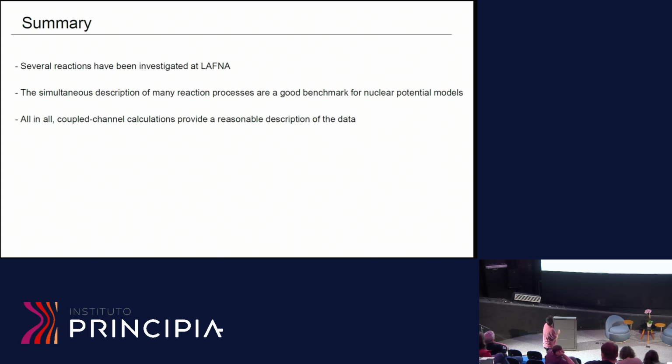We know that these coupled reaction channels can give us a reasonable description of the data. With this prescription, we have the bare potential, and then we include many channels in our calculation. Then we use a code like Fresco, and we get out the cross-section, then we compare with the data that we can measure.